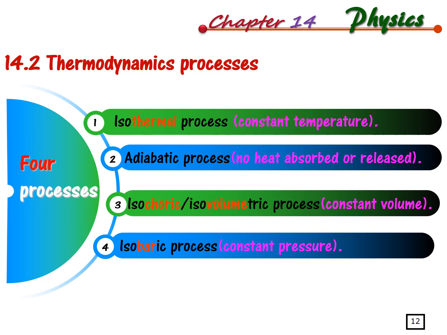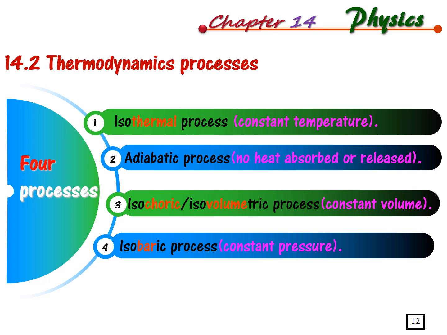The second one is adiabatic process. During this process, no heat is absorbed or released, or no exchange of heat. And the third one is isochoric, also known as isovolumetric process. So the process occurs at constant volume.